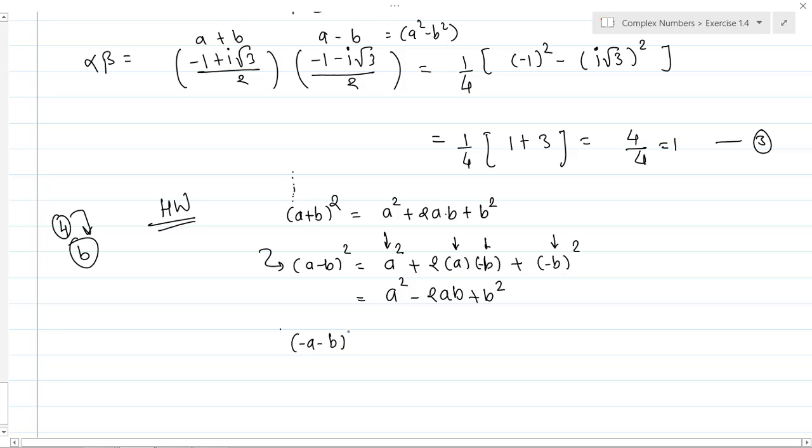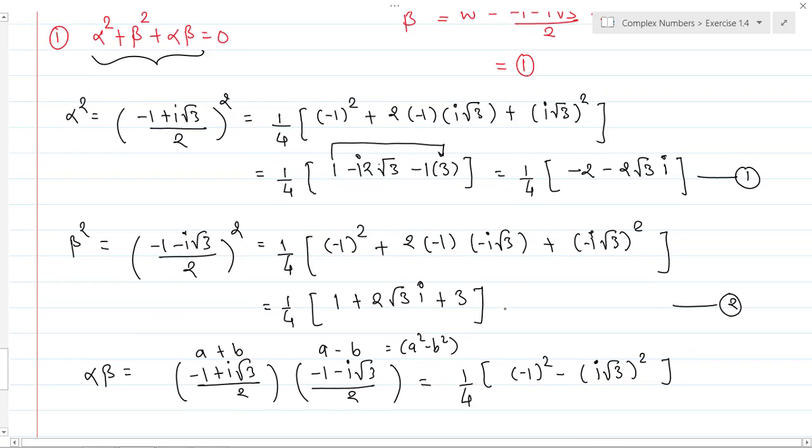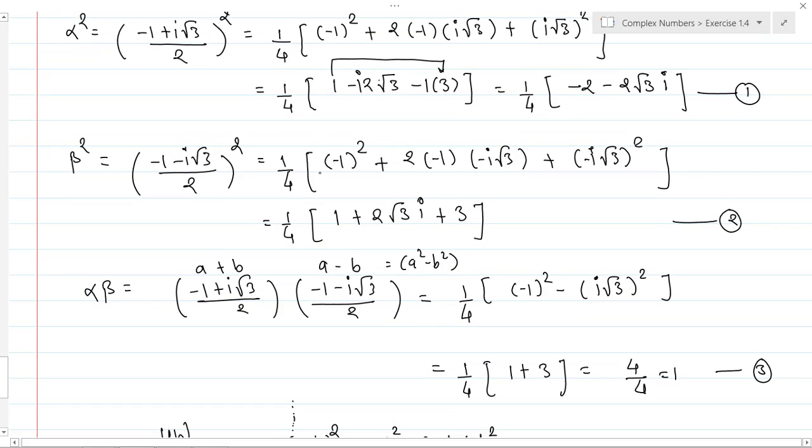So minus a minus b whole square is equal to: who is the first term? It is minus a, take its square, plus 2 into minus a, first term, second term, plus second term's square. Okay, so what is minus a square? It is a square. Minus minus plus, so it becomes plus 2ab, and minus b's square means it's b square. Are you getting? So a square plus 2ab plus b square. So I hope I have used the same formula here.